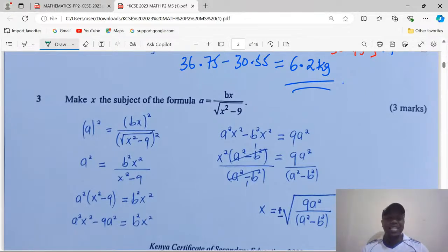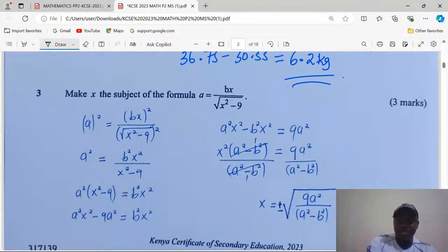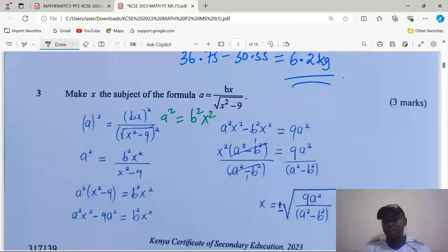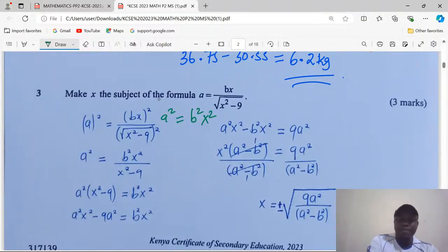So we can start by squaring everything so that the square root sign is done away with. And so when we square, a will become a squared, equals b squared x squared. Each variable is squared independently. There is no need of putting b and x into brackets squared. We just square each one independently.